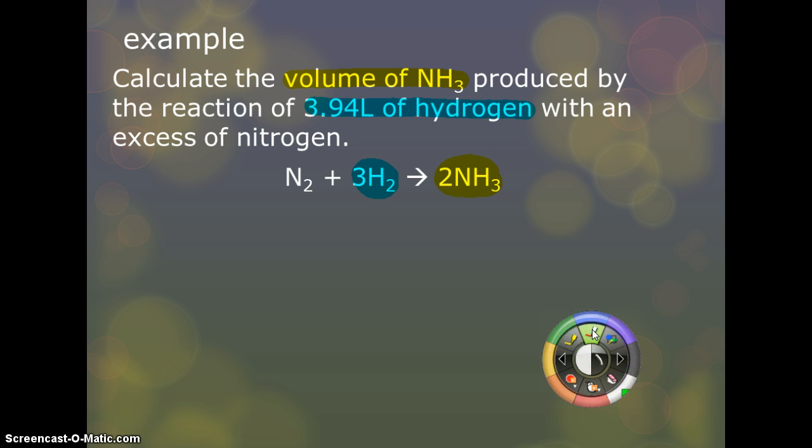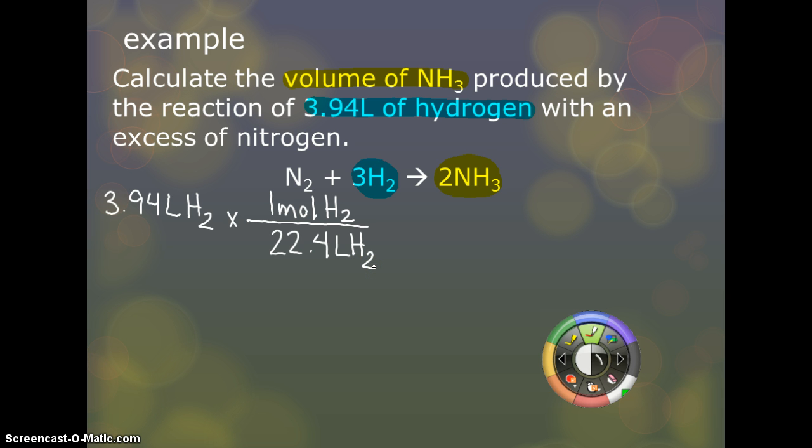So write down what you have been given. You have been given 3.94 liters of hydrogen. Liters always needs to be turned into moles. So we're going to put 1 mole of hydrogen in the numerator. To get rid of that liters, you're going to use your 22.4 liters of H2. Now we're trying to get to a different substance. Remember, we're trying to get to ammonia here. So now we're going to set up our mole ratio that comes from our balanced equation.